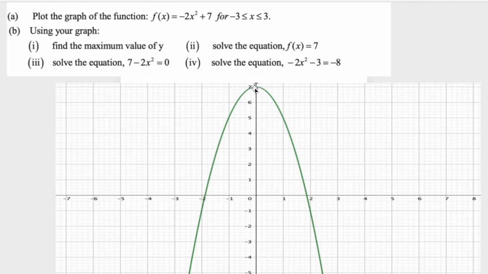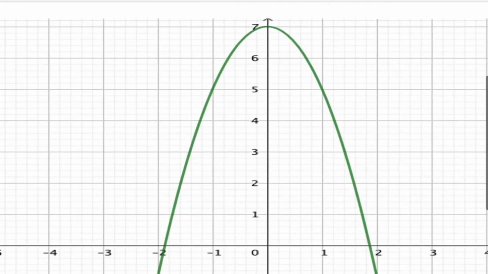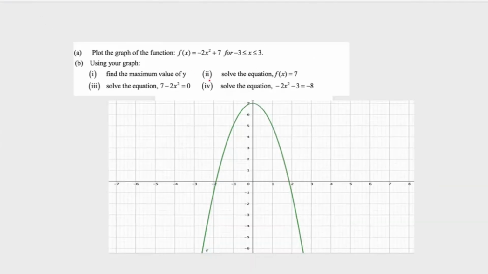And here you can find the maximum y value. So the question asks, using the graph, find the maximum y value. This is where the turning point is, and it is at 7. Let me zoom in. So you can see it's at 7. So that means your answer for this is y equals 7.